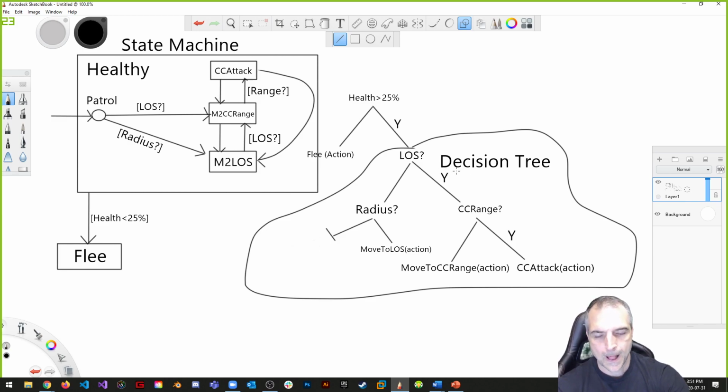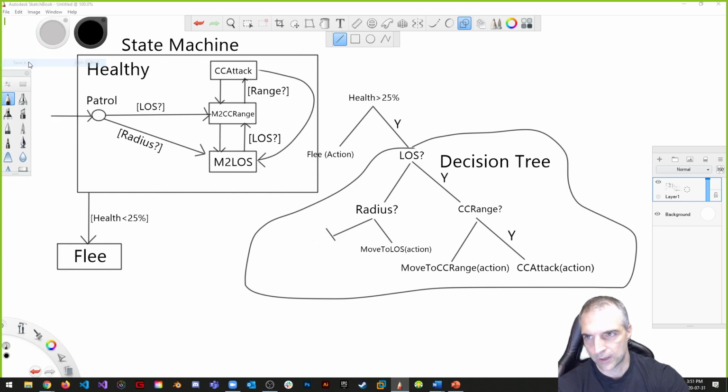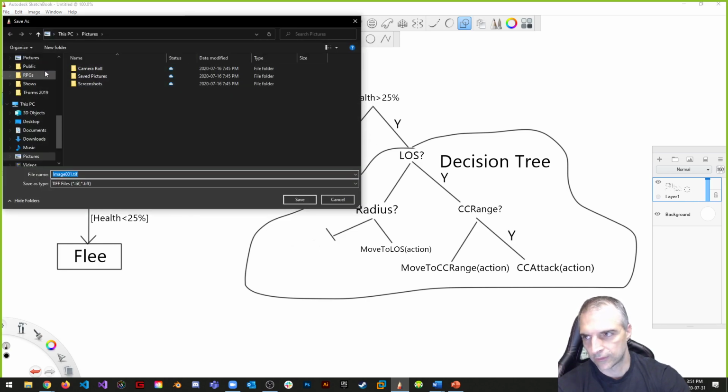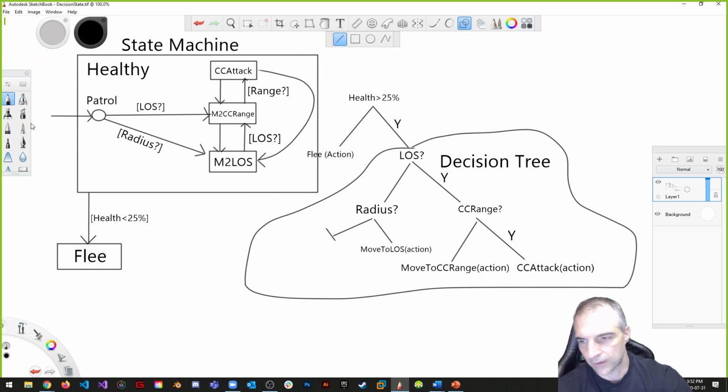All right. So what I'm trying to do is I'm in patrol state. If I was going to draw this, let's just make a new one. I'm going to save this one. I'll put this in my downloads, and we'll just call this decision and state, so I can have this for later if I want to put it up or make it nicer than this. That's for sure.